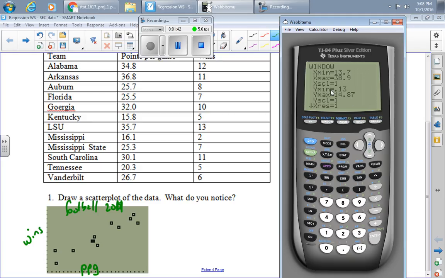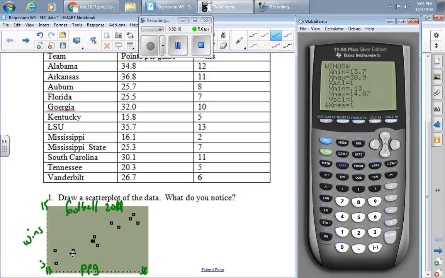I can see that the x-axis goes from 13 to 38, so this is probably 13 to 38, and the y-axis goes from 0 to 14, or 0 to 15 really. So it's going to be 0 to 15. So I have some sort of scale. But as far as the things that I notice, what I want to notice are the strength, the form, and the direction of this, and I'd like to notice it in context.